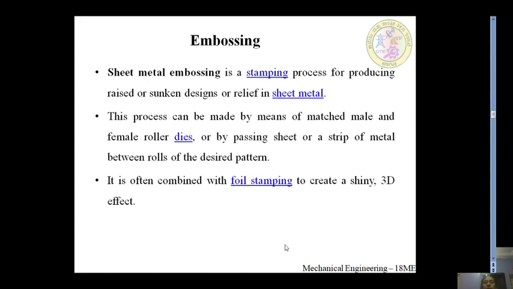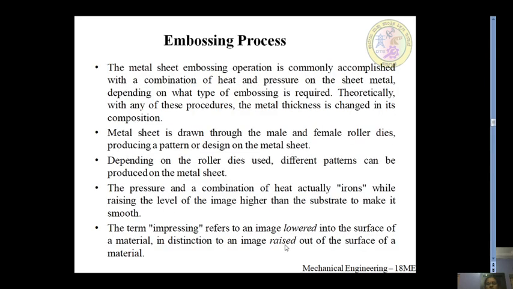Now we'll see embossing. Sheet metal embossing is a stamping process for producing raised or sunken designs or relief in sheet metal. This process can be done by means of matched male and female roller dies, or by passing a sheet or strip of metal between rolls of the desired pattern. It is often combined with foil stamping to create a shiny 3D effect.